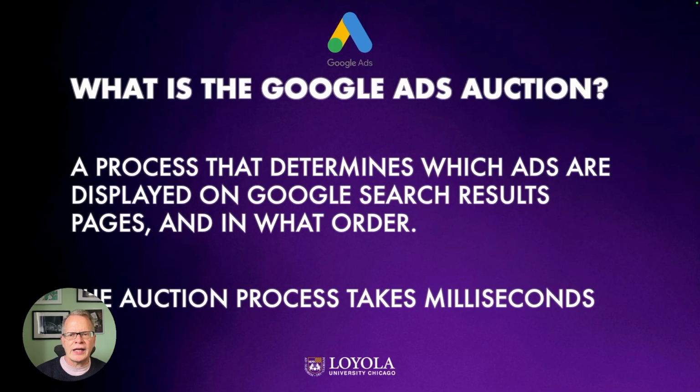So what is the Google Ads auction? You basically bid for keywords and keyword search combinations or ads, and then it's a process that determines which ads are displayed on Google search results pages and in what order. The auction takes place instantly. It's not an auction that happens every month or every week. It happens literally in milliseconds. This transaction between the advertisers and Google happens very, very quickly. And there are all these elements that the algorithm uses to determine who gets the top pole ranking.